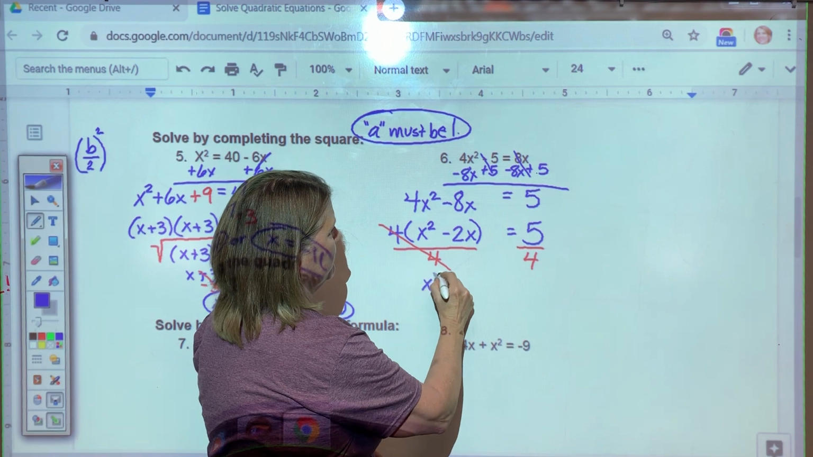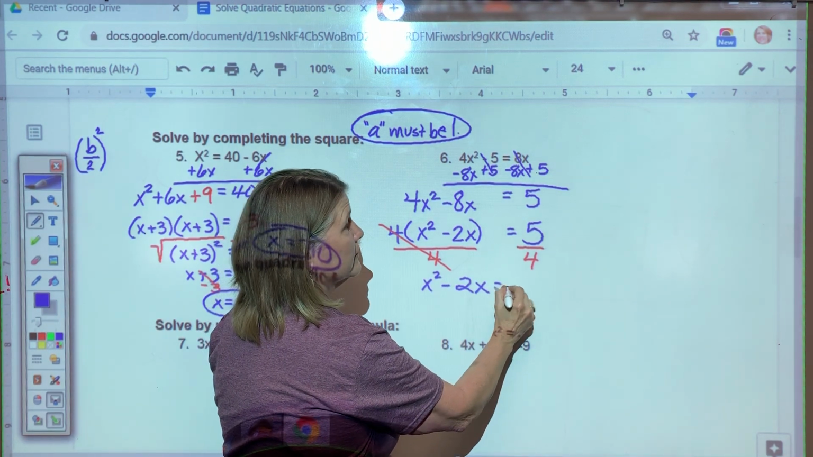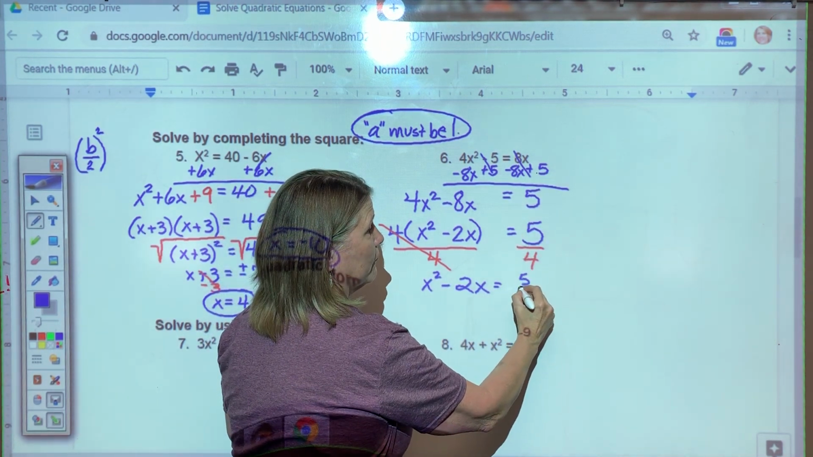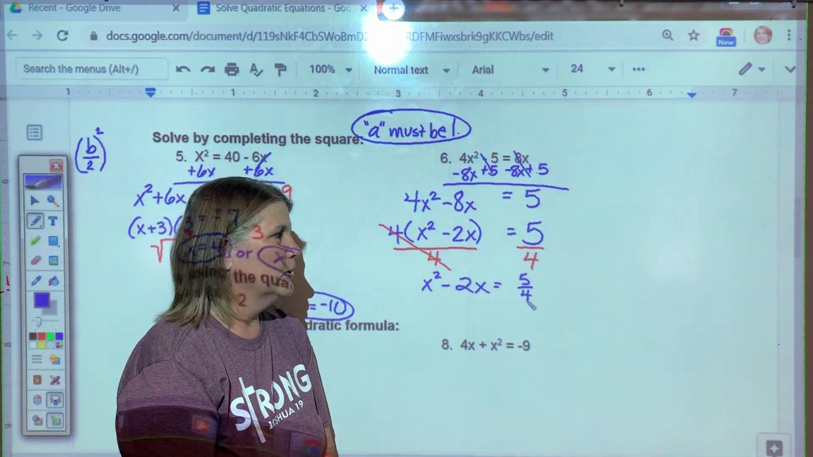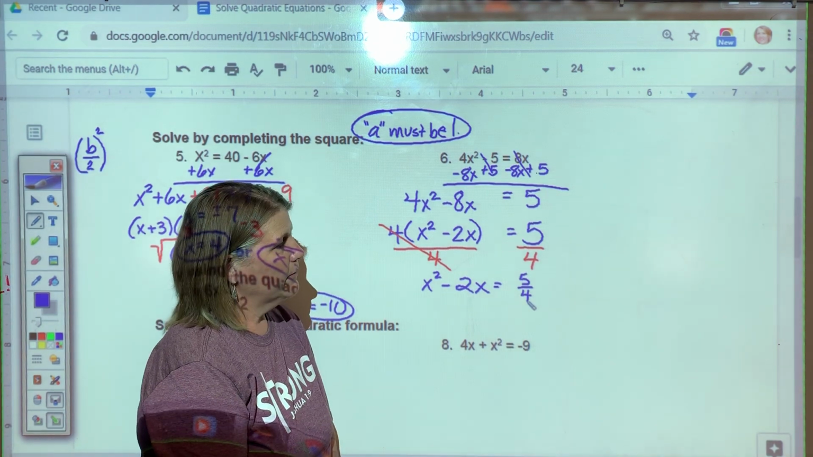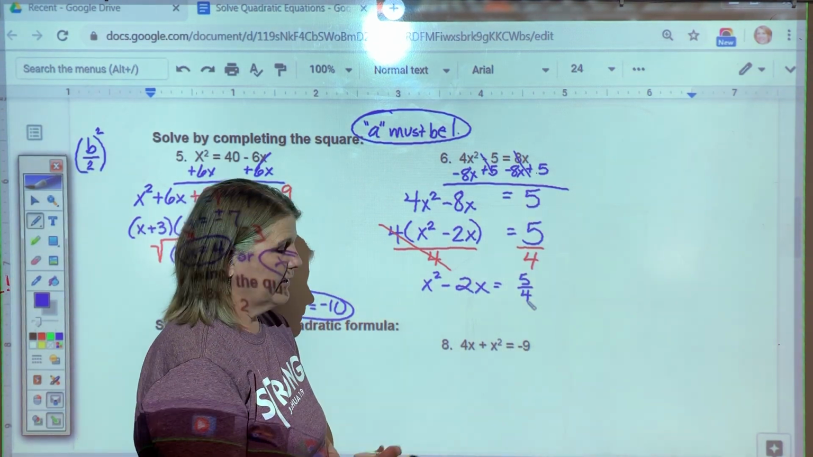So we have x squared minus 2x equals 5/4, and you're welcome to just leave it in fraction form. Don't be tempted to put it in like, 1 point, what would that be, 1.25. You can just leave it like this.